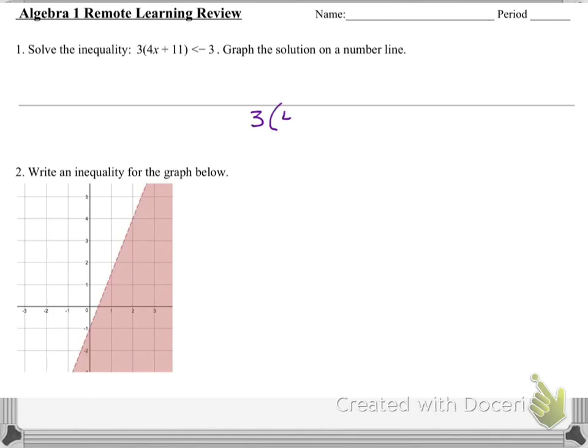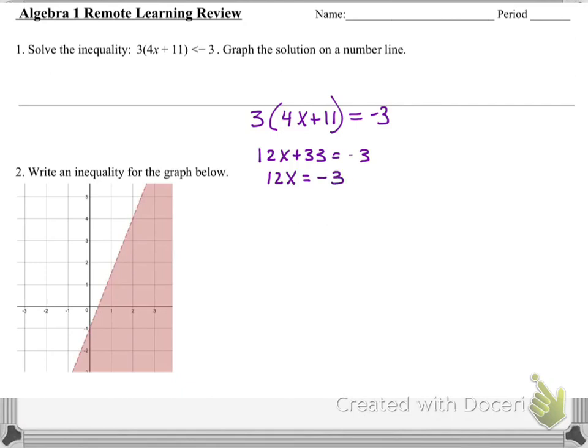And then at the end, I'm going to test a point and we'll figure out which way we need to graph this. So I'm going to distribute my 3. I get 12x plus 33 equals negative 3. I'm going to subtract 36 from both sides.